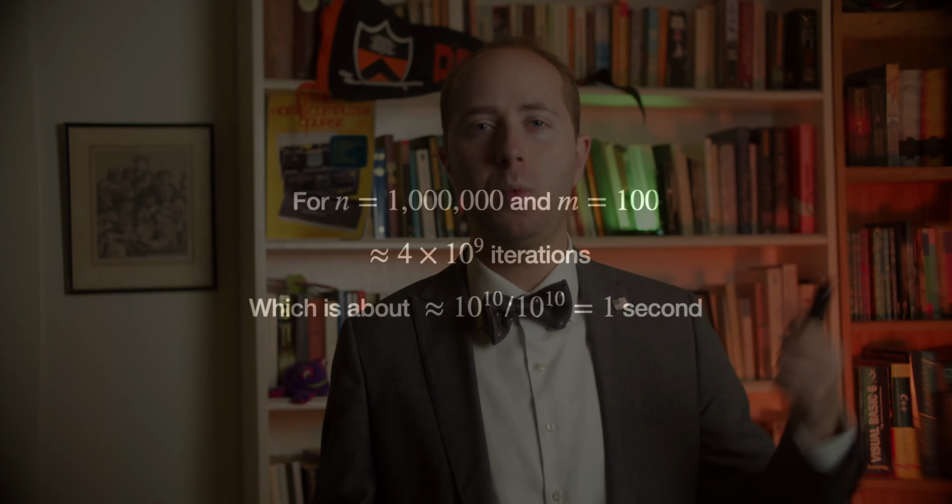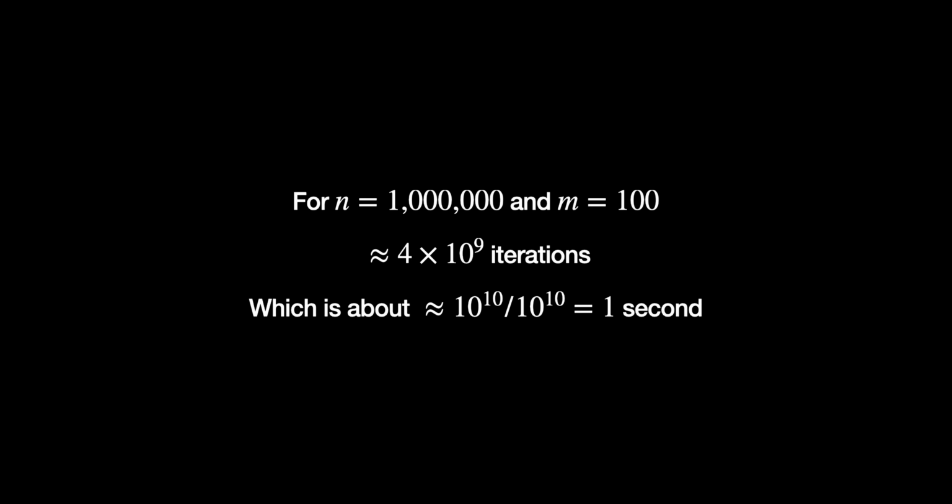But let's try this with some reasonable values. So let's say that n is 1 million. This is our War and Peace with 1 million characters, and we're actually looking for fairly large repeats, let's say of 100 in length. This would give us 4 by 10 to the 9 iterations. Reasonable, which is about 1 second, so pretty fast overall.